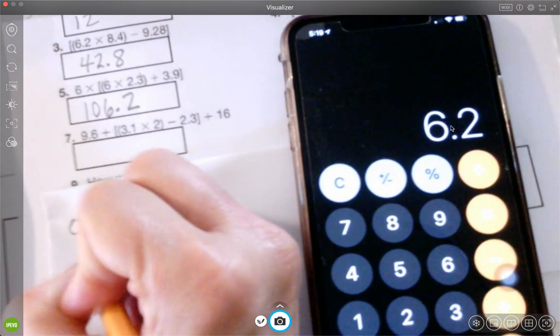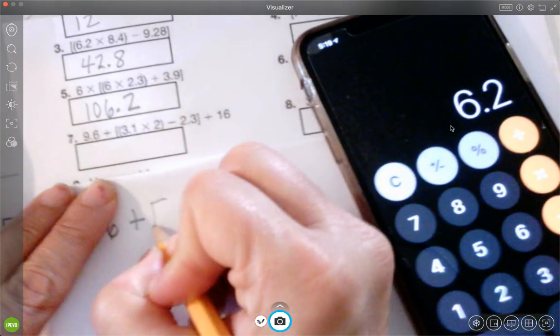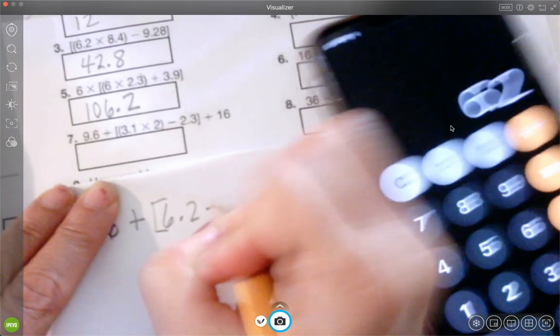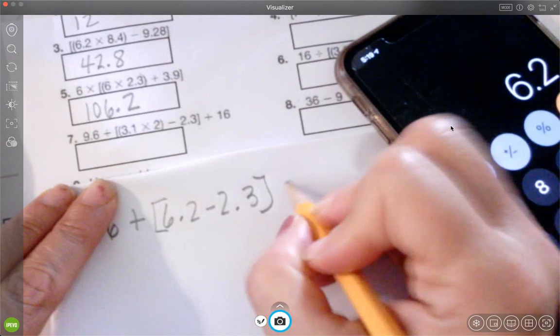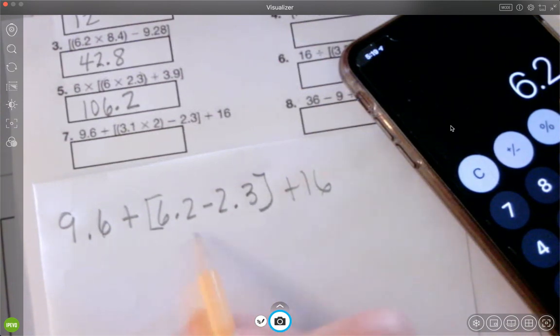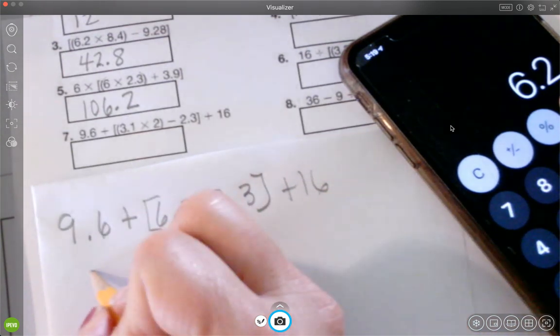So now I'm going to rewrite the rest of it. 9.6 plus, and then again in brackets, 6.2, take away 2.3, and then end bracket plus 16. So I've got two plus signs, but what am I going to do first? I'm going to go ahead and do what's inside the brackets or braces. These are actually called braces first. So I'm going to do those next.